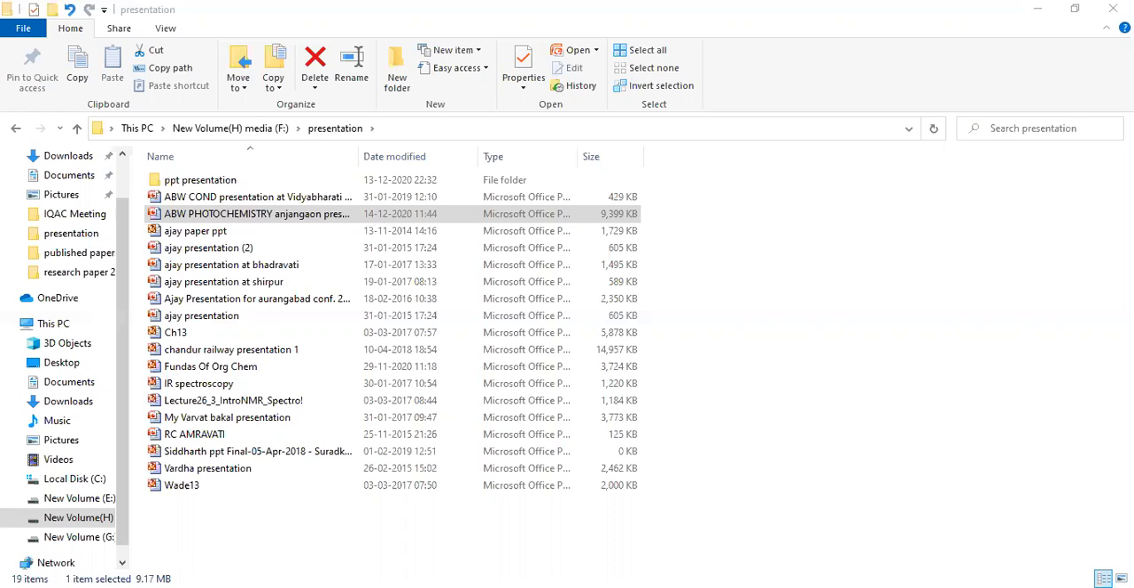The second process is the determination of the number of Einstein, or the number of photons absorbed by the reactant molecule. For this process, we have to use a setup.